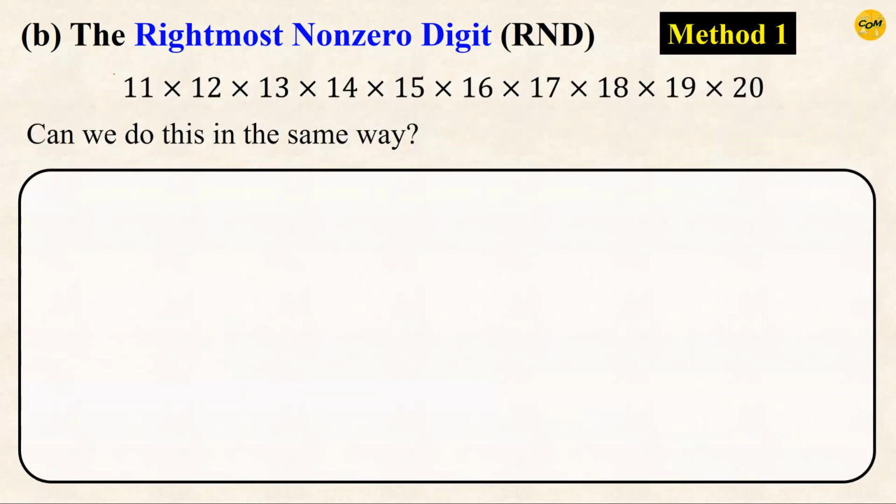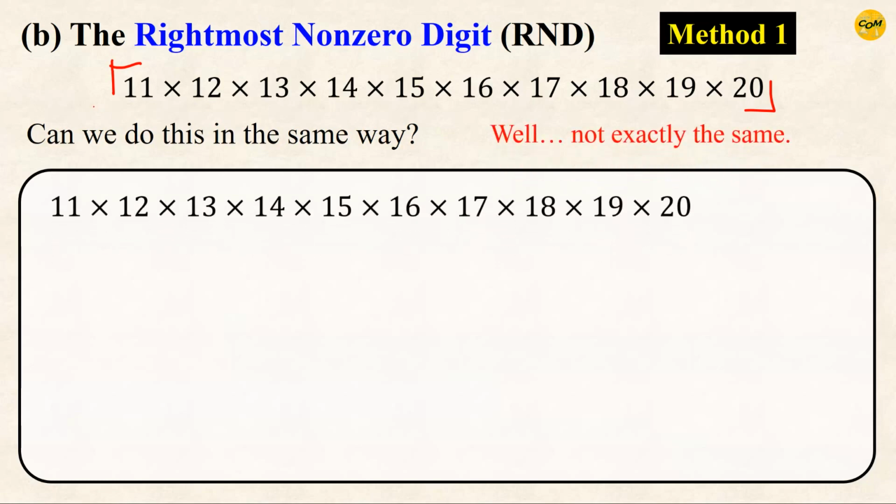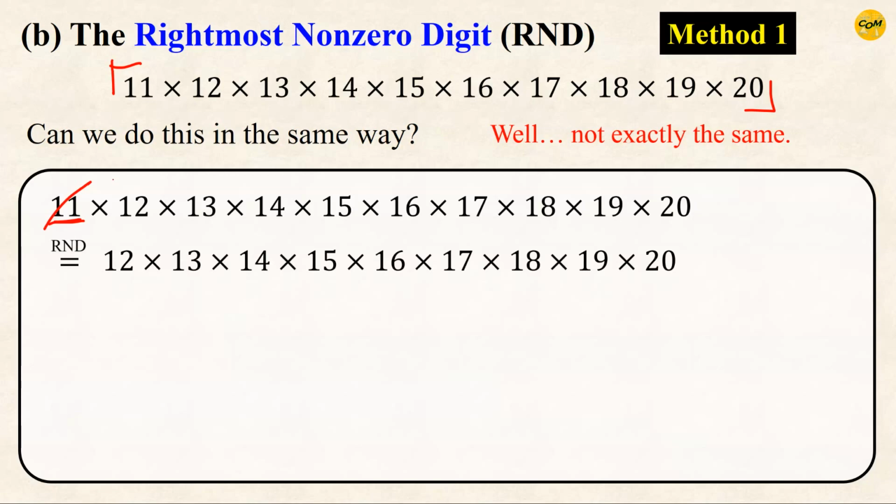Now, let us take a look at the product of the next consecutive 10 numbers, from 11 to 20. Can we do the same thing as before for these numbers? Well, not exactly in the same way. We start off similarly. Multiplying by 11 does not change the rightmost non-zero digit, so we can eliminate 11 and obtain this. Now here's the first thing that's different from the previous case. We have 20 instead of 10, and unlike 10, multiplying by 20 does change the rightmost non-zero digit. But we will deal with that later, so let's just leave this 20 for now.